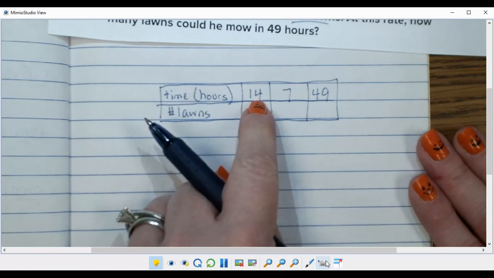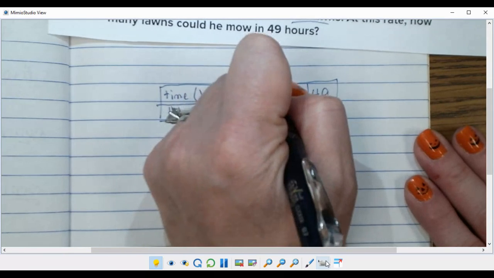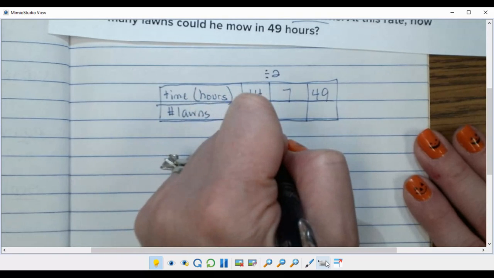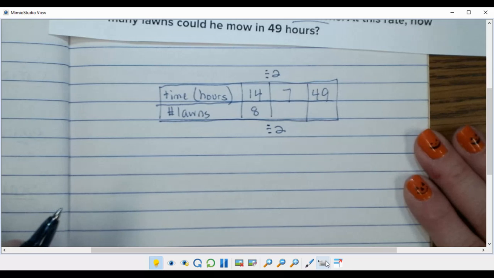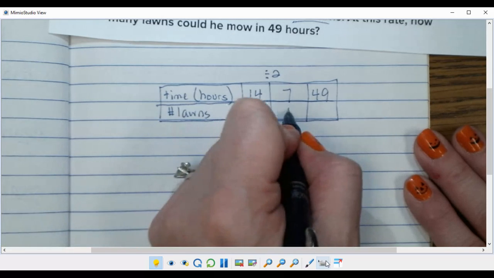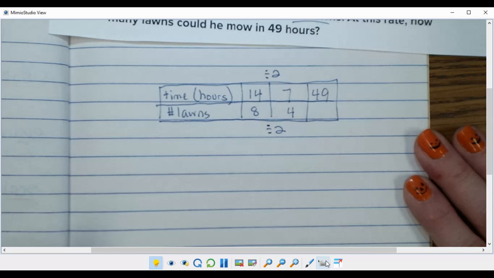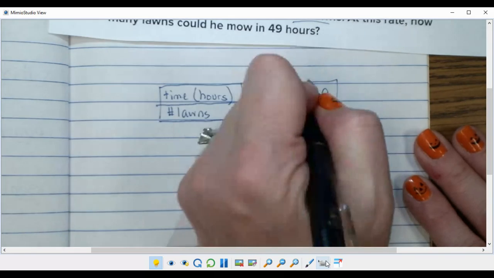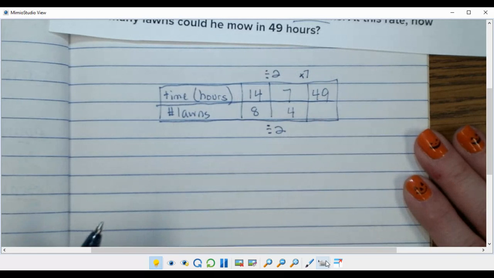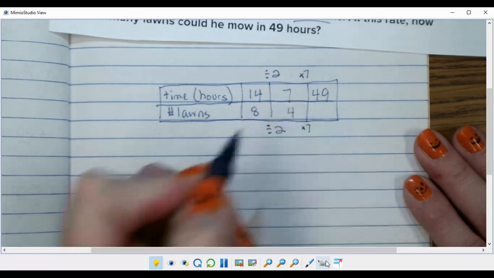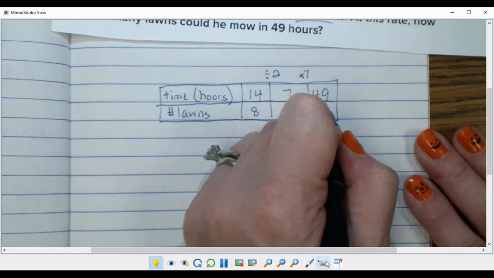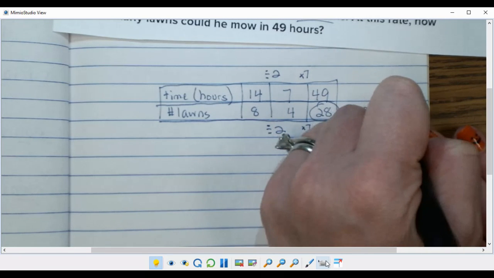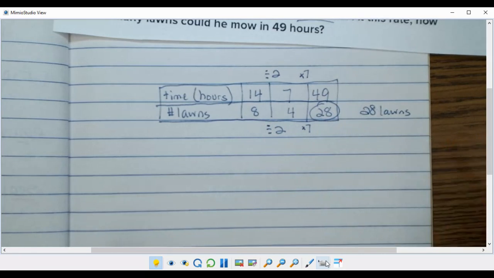How can I get from 14 to 7? Well, I'll divide by 2. So if I divide by 2 on top, I also have to divide by 2 on the bottom. 8 divided by 2 is 4. So now I'm in good shape. How do I get from 7 to 49? 7 times 7. So then I'll do times 7 on the bottom. 4 times 7 is 28. So to answer the question, he would mow 28 lawns in 49 hours.